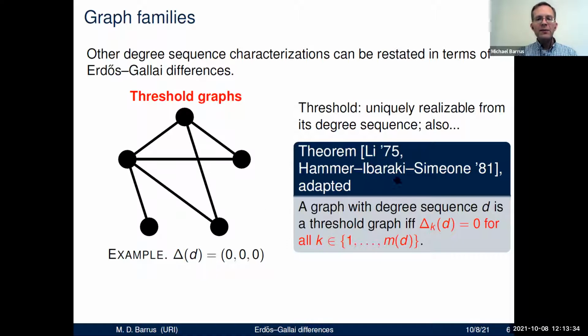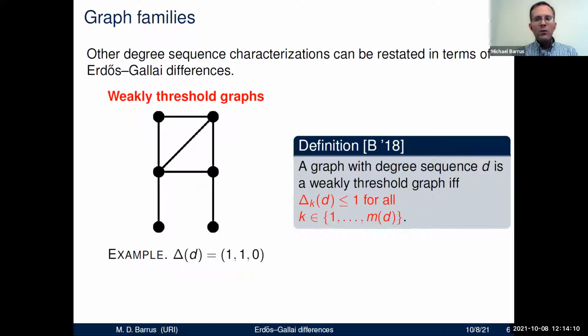Hammer, Ibaraki, and Simeon gave a characterization in terms of degree sequences for threshold graphs. Their characterization was basically that equality held in the Erdős-Gallai inequalities, which for us is the same as saying that the difference is equal to 0. And that needs to hold for all of these principal Erdős-Gallai inequalities. So this degree sequence here, if we form its Erdős-Gallai difference list, we'll end up with 0, 0, and 0. And that's one way of recognizing that this is a threshold graph.